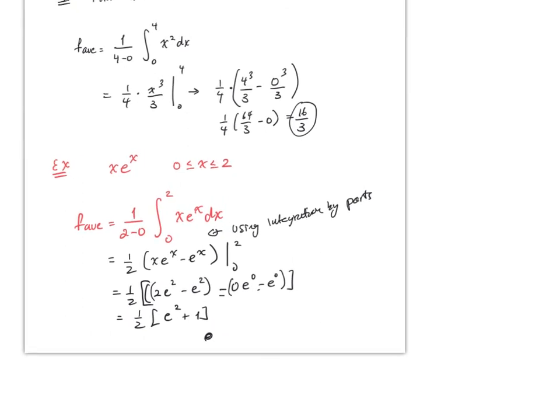So as you can see, there is nothing special about the average value of a function. Just integrate the area and divide by the length of the interval. By the way, now you can also use integration by parts to find volumes using either cylindrical shells or the washer method. Okay, and that's it.